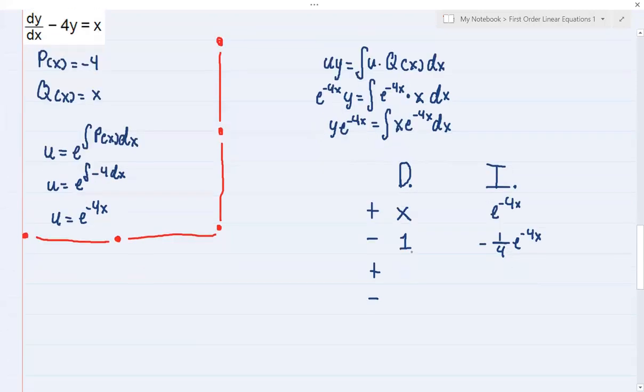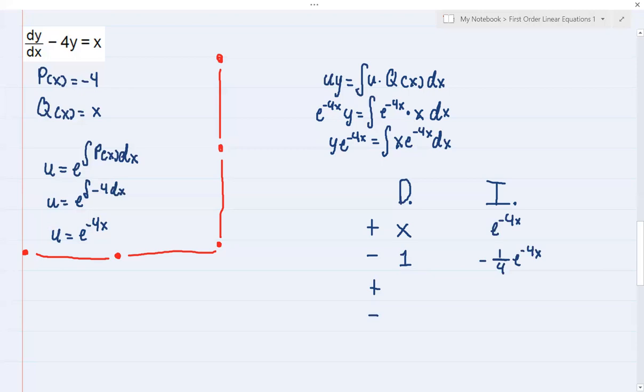Okay? Then next, let's get the derivative of 1. What is the derivative of 1? 0. Okay? And let's get the integral of negative 1/4 e raised to negative 4x. We will have 1 over 16 times e raised to negative 4x. So I'm going to stop at this row because as we differentiate, we have 0 as a result, which, by one of the guidelines in using the DI method, means you stop right here.